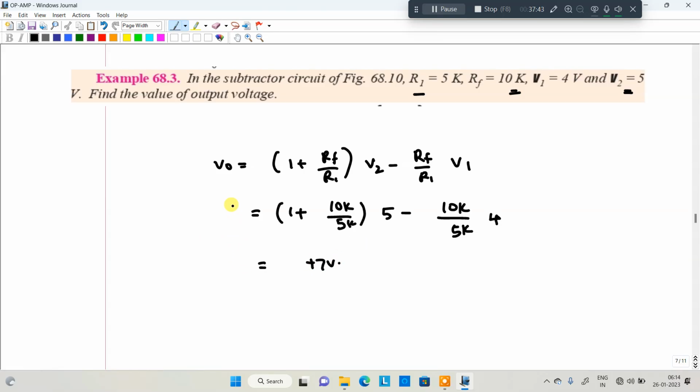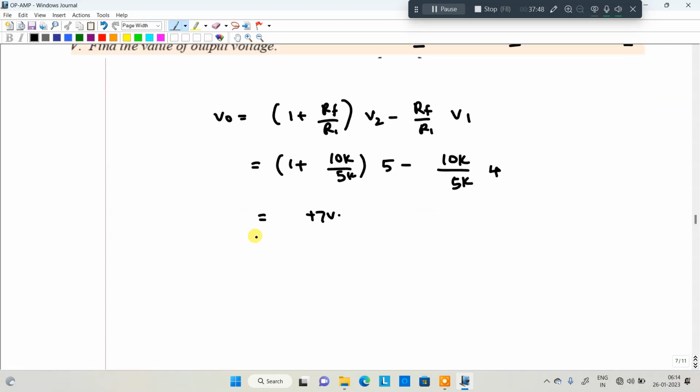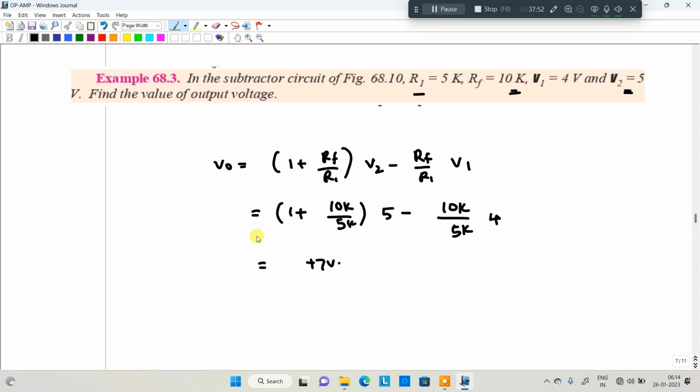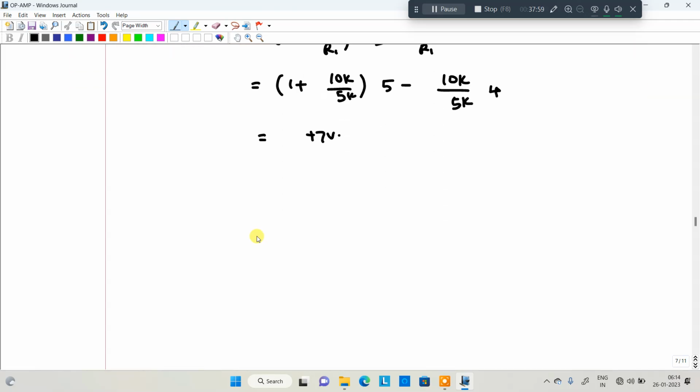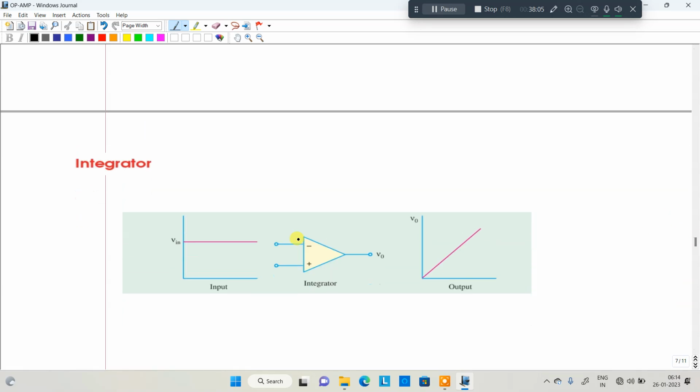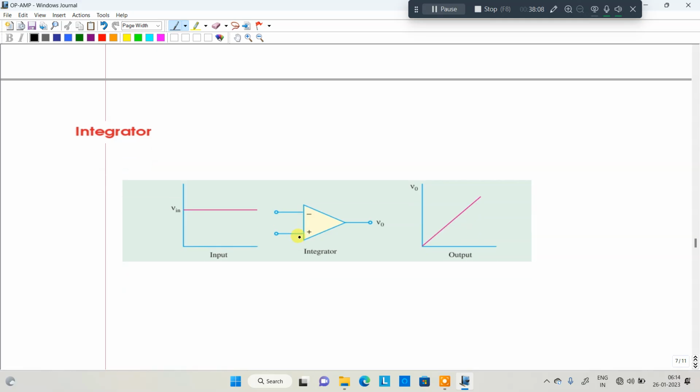Remember these formulas. In the examination, 40 to 50% of the questions are numerical, so you can go through the formulas once before going to the exam and definitely remember all of them. Next we are moving to the last three topics: the integrator, differentiator and comparator. Then we'll end this particular topic.